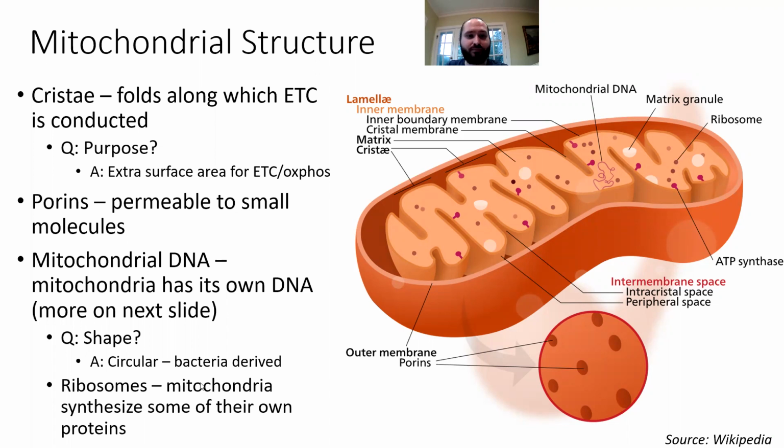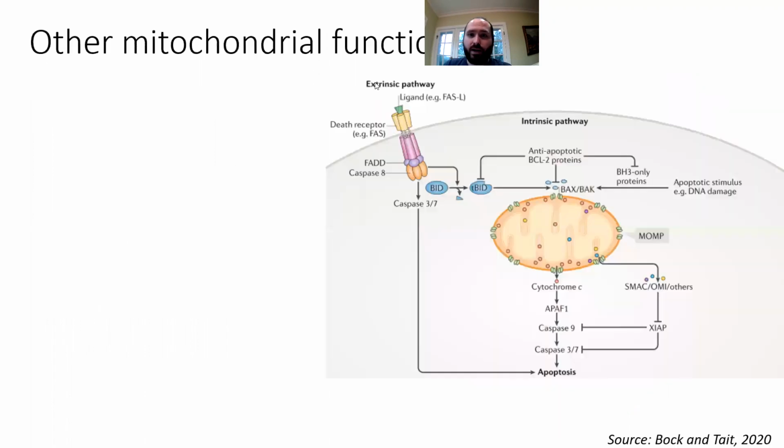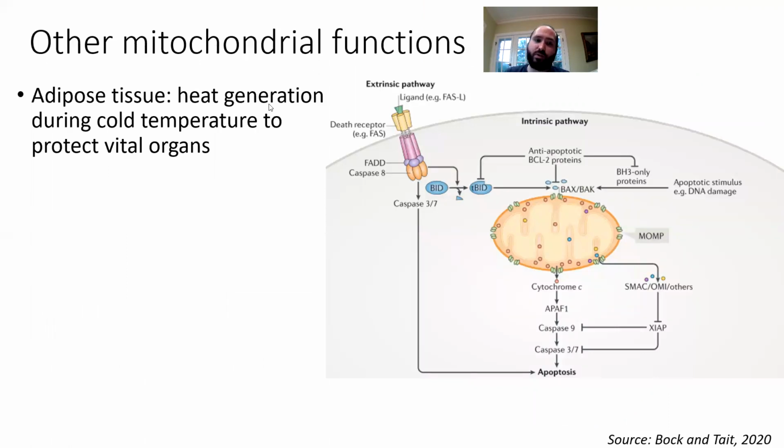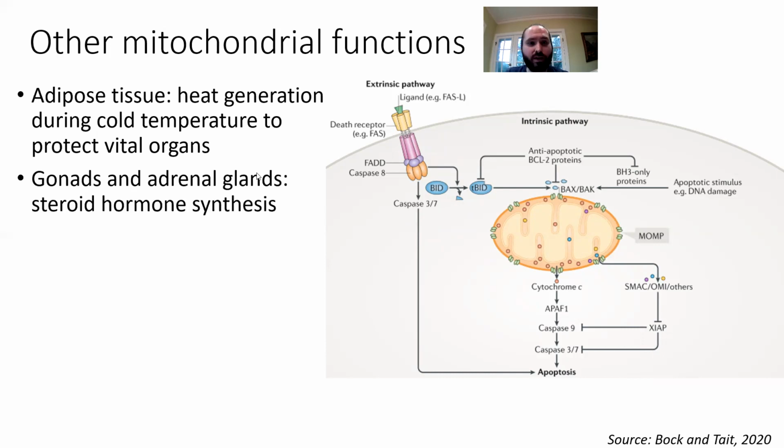Oh, there it is, yeah. Other functions of the mitochondria. So in adipose tissue, we'll have an example on this later after we talk about ATP synthase. In adipose tissue, the mitochondria serve to generate heat during cold temperatures to protect vital organs. This is interesting. I don't think you need to know this for the MCAT, but this was something that I saw that I thought was counterintuitive.